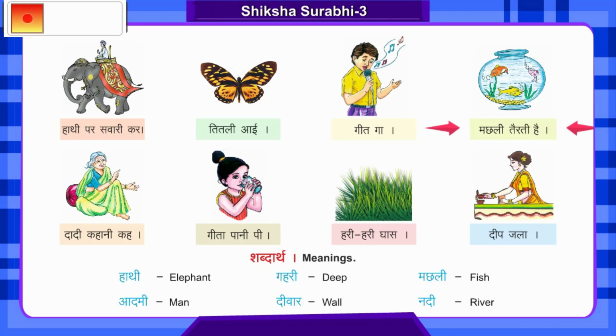Then, see here, a pond is there. And a lot of colorful fishes are there. Right. So, what are the fishes doing in the water? They are swimming, isn't it? So, what do you call it in Hindi? Tairna. Machli means fish. Tairti means it's swimming. Machli tairti hai. All of you repeat it. Machli tairti hai.